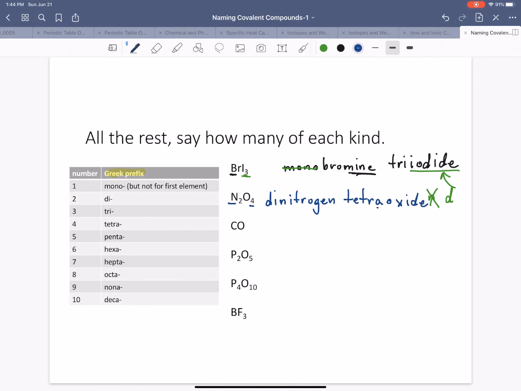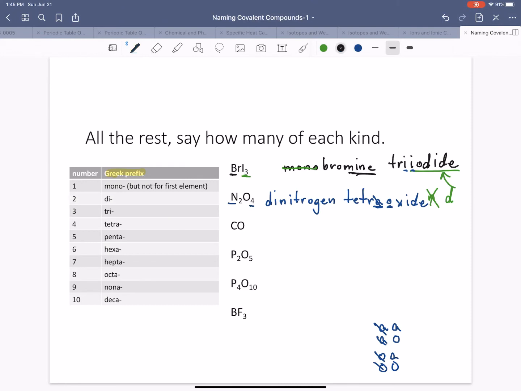But if the prefix ends with an A or an O, and the first letter of the element begins with an A or an O, we don't use the prefixes last A or O. So this is dinitrogen tetroxide. It's just easier to say. But notice that the prefix ending in I and the next one starting with an I, we didn't cancel an I. Triiodide. I don't know why.